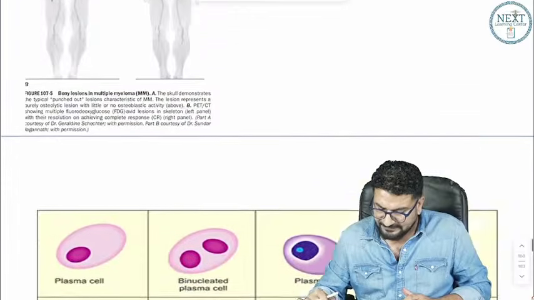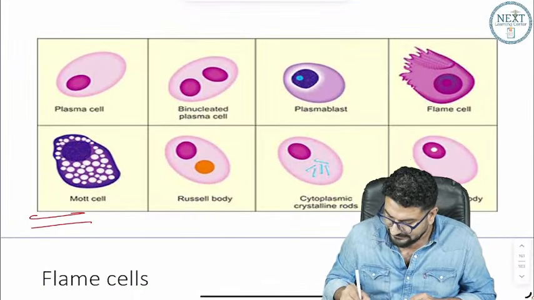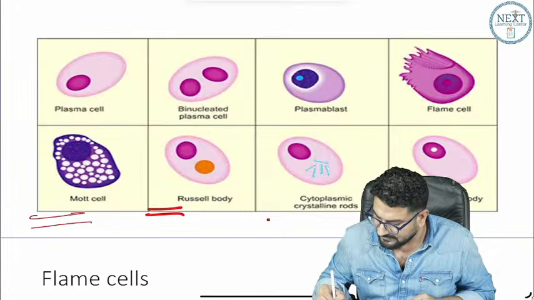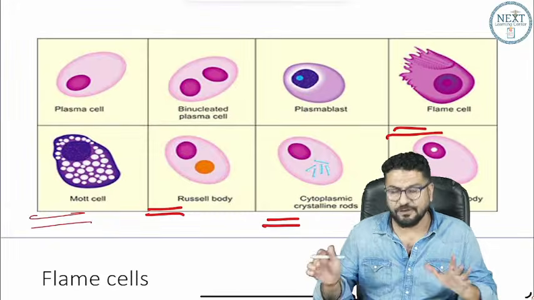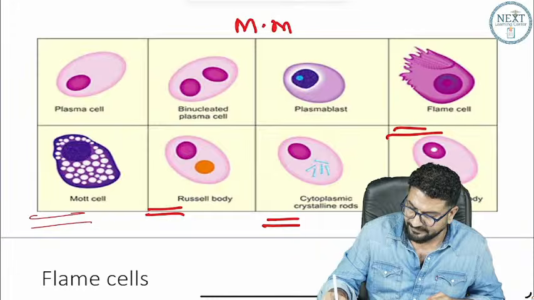Okay, then this classification we have discussed. Multiple myeloma we have discussed. Sometimes they ask you about Mott cells, Russell bodies, Dutcher bodies, and flame cells. These are findings of multiple myeloma. So all these findings you will find in a patient of multiple myeloma.